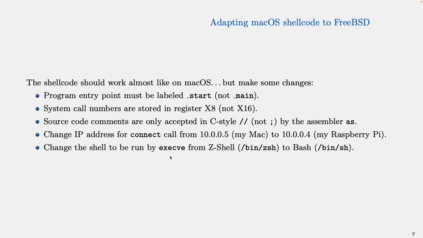And finally, we need to change the shell that is to be run by the execve system call, because on macOS we had the default Z shell, but this is usually not installed on Raspberry Pi, so we go with the default bash, which we can find at /bin/sh.